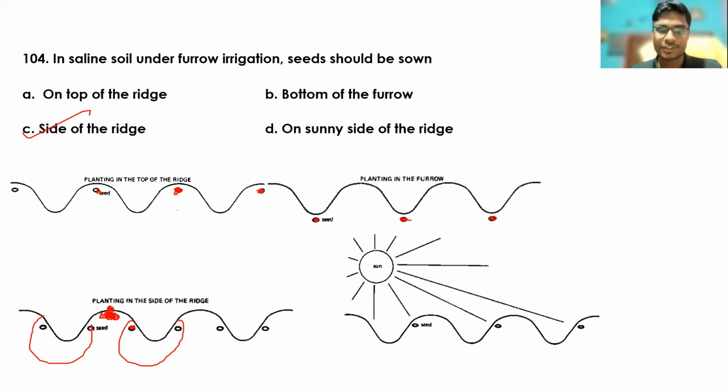Then coming to the next, in case of temperate or colder area, we should sow the crop on the sunny sides of the furrow or sunny side of the ridge, where the solar radiation is higher, so that the temperature can be maintained. So this is all about different sowing patterns on the ridge in the ridge and furrow method of irrigation.